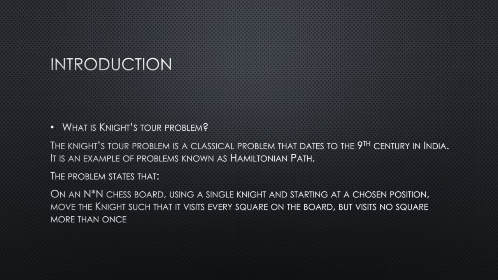Introduction. What's the Knight's Tour problem? The Knight's Tour is a really classical problem that was discovered in the 9th century in India, and it is an example of a problem known as the Hamilton path. The problem states that on an empty chessboard, using a single knight and starting at a chosen position, move the knight such that it visits every square on the board, but visits no square more than once.